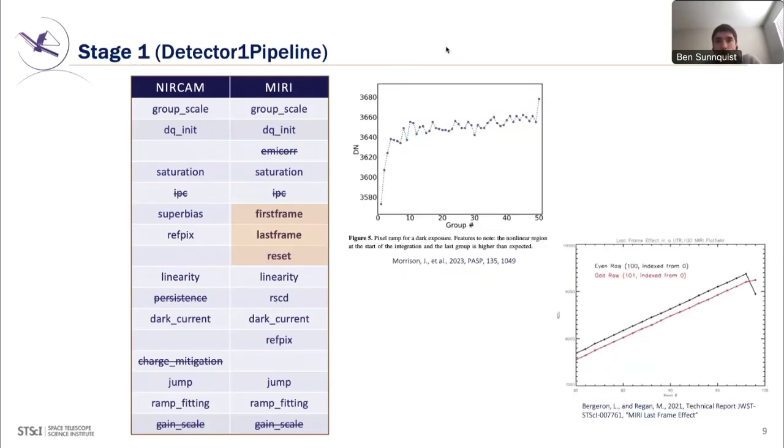Now, just for MIRI, the first few frames and the last frame are impacted by detector reset effects, and their behavior is different from the rest of the ramp. So for MIRI, the reset step is run on the first few frames to correct for these effects. But the very first frame and the very last frame are flagged entirely to avoid including them in the ramp fit, since these frames aren't able to be well corrected yet.